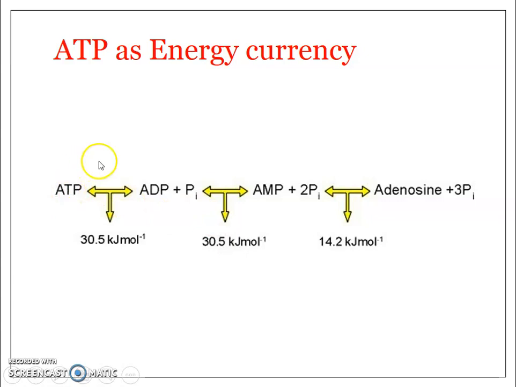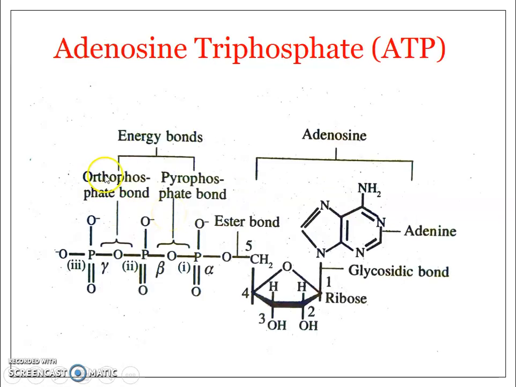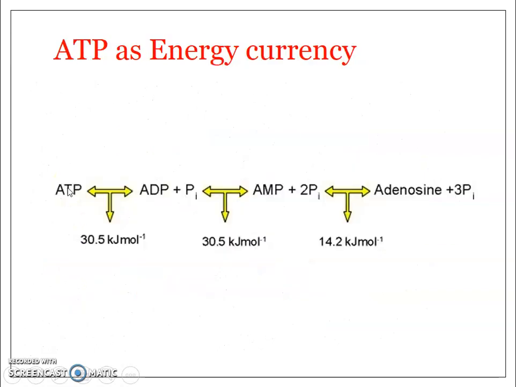Okay, the ATP can hydrolyze to produce ADP, releasing the terminal phosphate, the gamma phosphate, which we call the orthophosphate. This phosphate alone is known as the orthophosphate, and these two put together are known as a pyrophosphate. Okay, this bond is the orthophosphate bond, and the gamma phosphate is otherwise known as orthophosphate. Now the beta and the gamma phosphate together are known as a pyrophosphate.